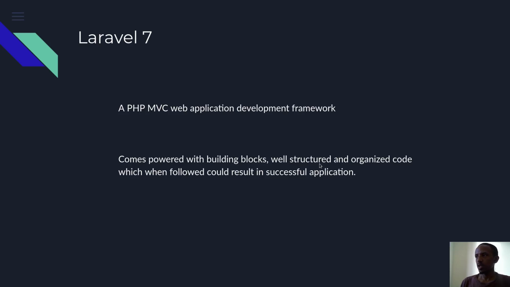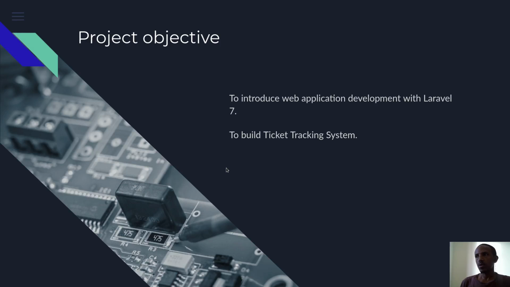Laravel MVC is well structured and organized code, which when followed could result in a successful application, and that's what we are going to do in this course. We are going to follow the Laravel 7 ways of doing things. Laravel 7 is very opinionated. By that, what I mean is it has a very specific way of doing things, and it uses a lot of convention, and we'll try to follow those and build our application.